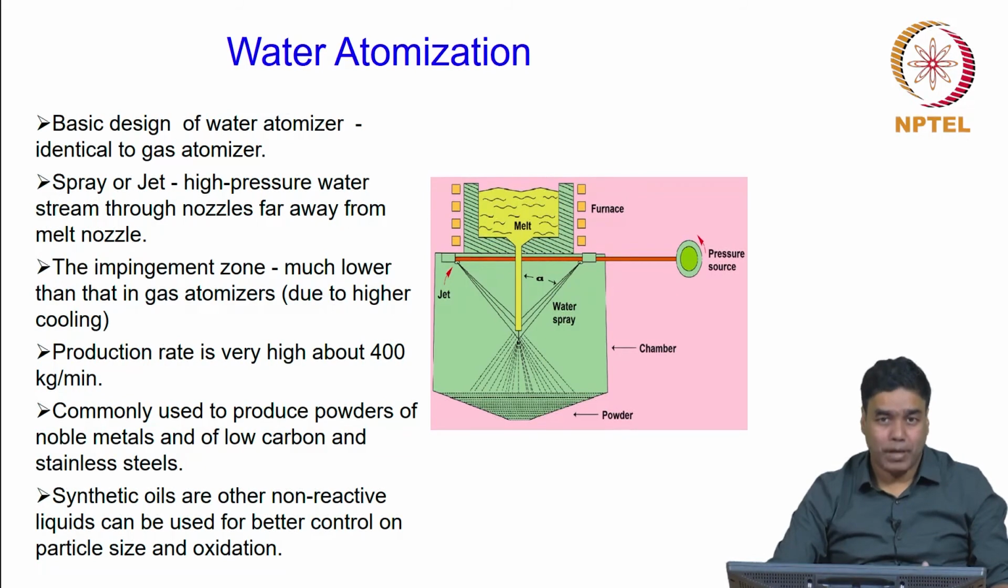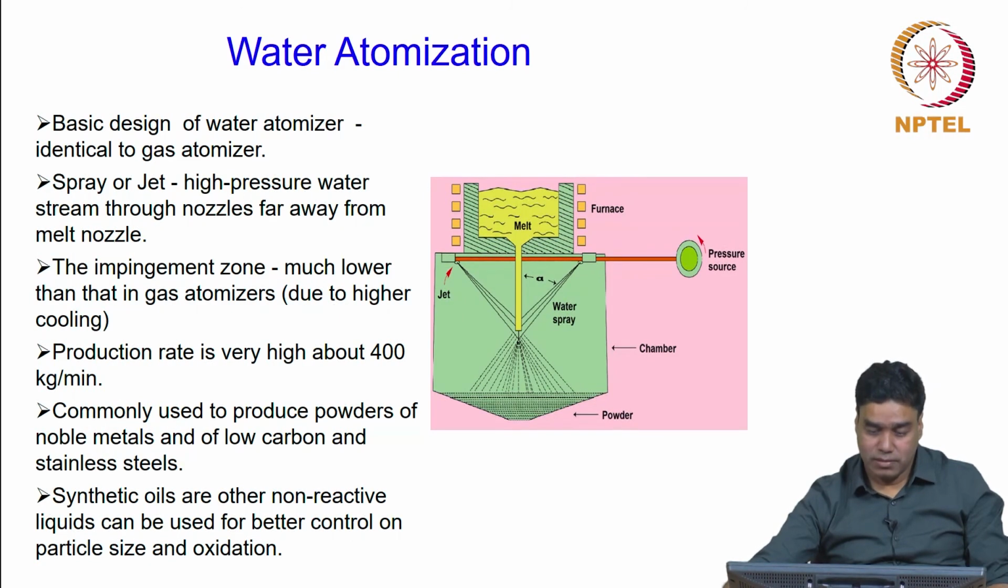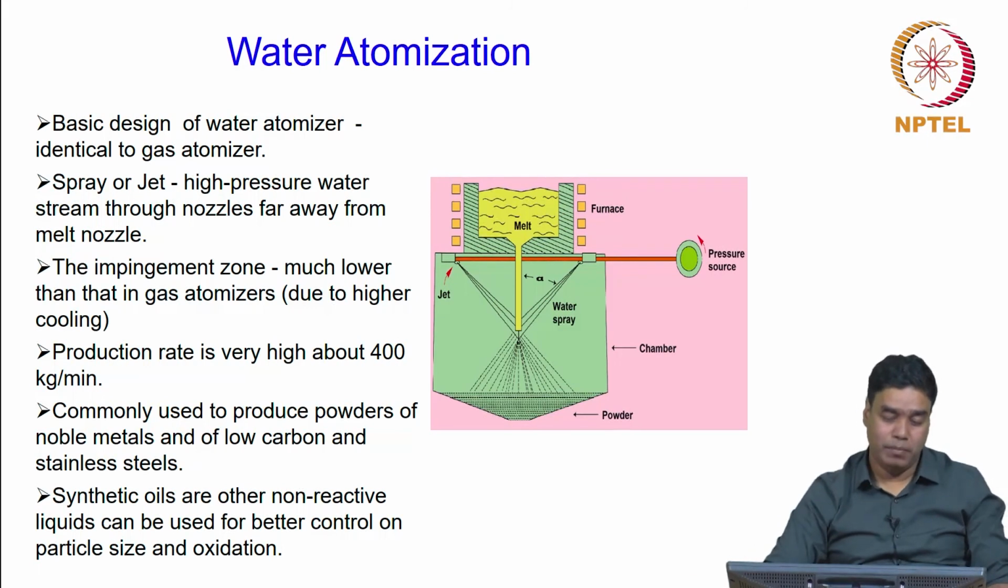Since the water jet has a higher cooling effect compared to a gas jet, there are two differences that you can see right away in the design, although as I said, the basic design remains the same. One is the nozzles which are kept far away from the melt nozzle, which is not the case in gas atomizers that you might have seen before, like this vertical atomizer for example. And the other aspect is the impingement zone, which is much lower compared to a gas atomizer. This is again due to the higher cooling rate. And apart from water, you can also use synthetic oils which are non-reactive, and in that case you can have better control on the particle size as well as oxidation.